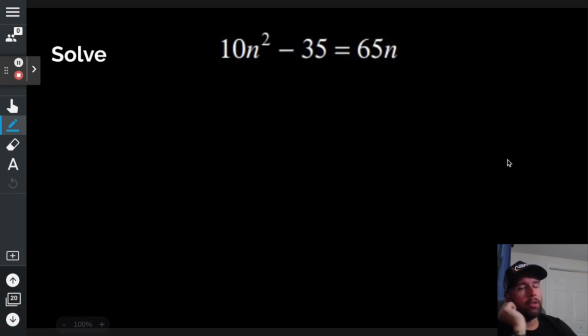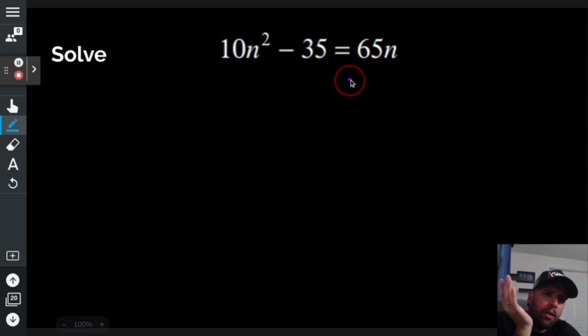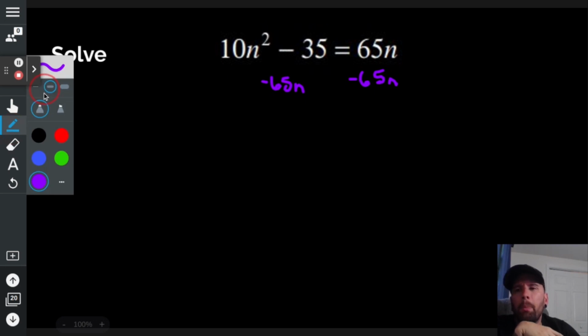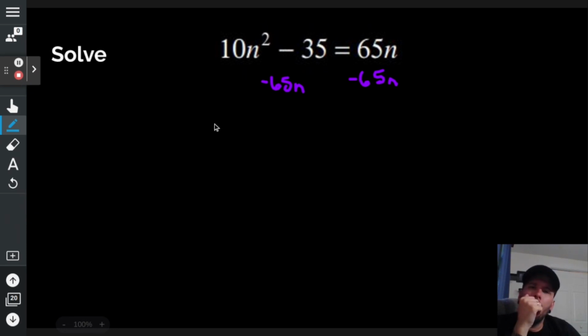Now it gets worse. Let me see. Let's do the same thing. I've got to get rid of 65, so let's subtract 65n from both sides. Let me skinnify the pen because I have a feeling I'm going to need space on this one. So that's 10n squared minus 65n minus 35 equals 0.